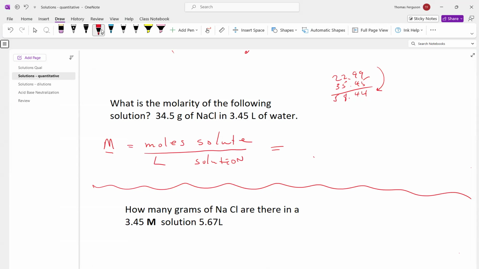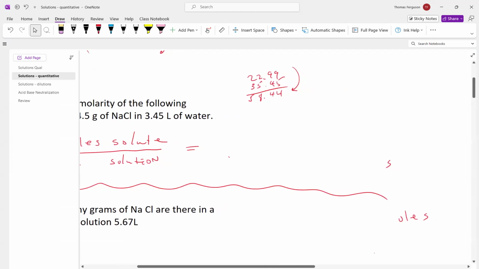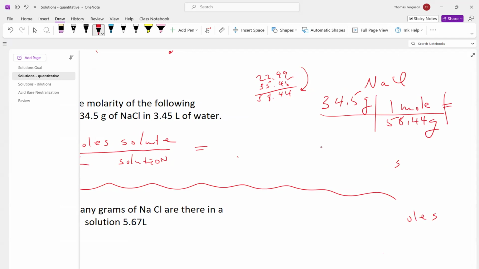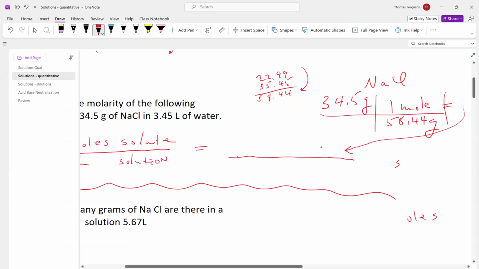So we need to get moles of solute. I gave you grams of solute, so we need to convert the grams to moles. The first thing is using the molar mass of sodium chloride, 58.44. And that is going to go here.